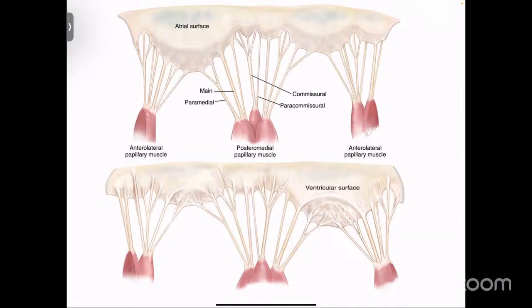Another configuration of the chordae is the paracommissural and the commissural chordae, with the commissural having the characteristic fan-like appearance and the insertion in the commissural leaflet.